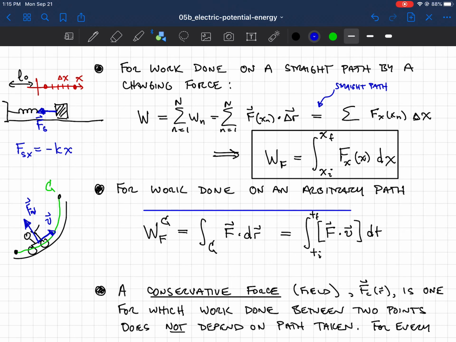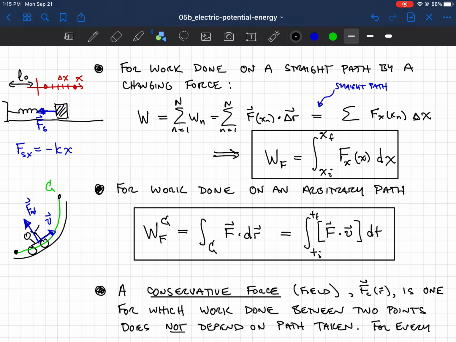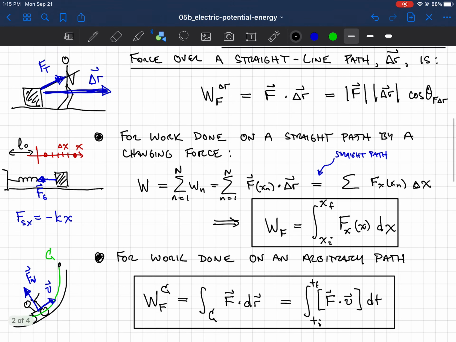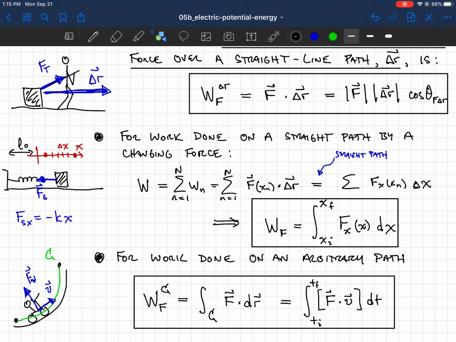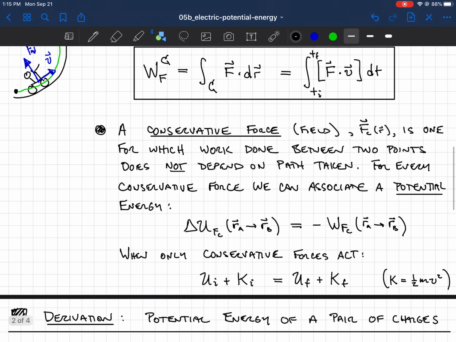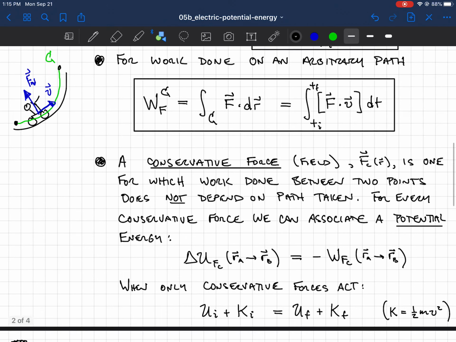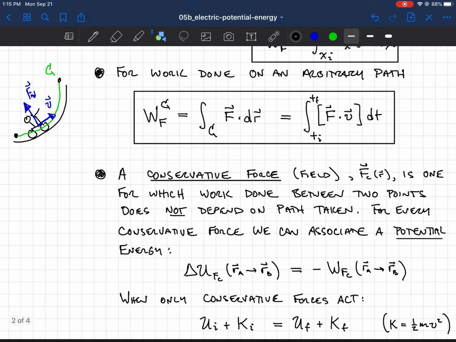So this is the generic expression for work done by a force. It, of course, implies the previous two expressions that we had, which are special cases. One last thing to mention in general about energy is the idea of a conservative force and a potential energy. And the statement is that a force is called conservative if it turns out that the work done between 2 points doesn't depend on the path taken.